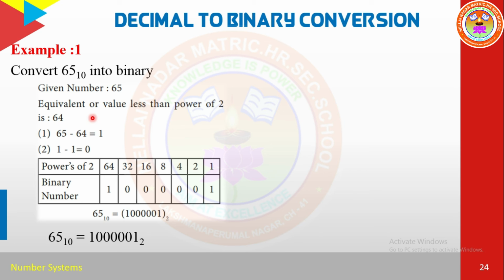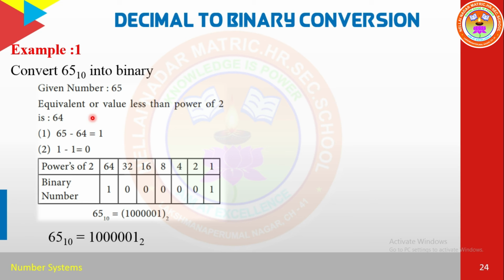Compare with the given number, and there will be some difference: 65 minus 64. The balance is 1. That is the first step over. The next step is balance 1. 1 minus 1 is 0. That value should be allotted for the first place, so 2 power 0 is nothing but 1. So 1 minus 1 is now 0.